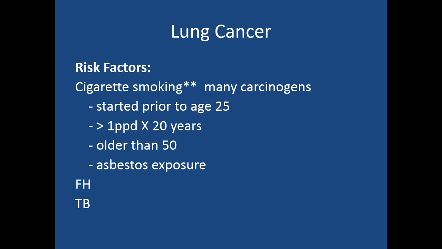Another primary risk factor for lung cancer includes asbestos exposure, which is really a risk factor for a particular type of lung cancer called mesothelioma. There's also a familial link, so family history can be a risk factor, and tuberculosis. Previous tuberculosis is a risk factor for lung cancer. Radiation exposure is also a risk factor, as are COPD and air pollution.